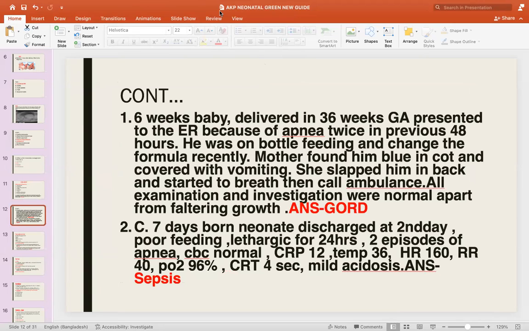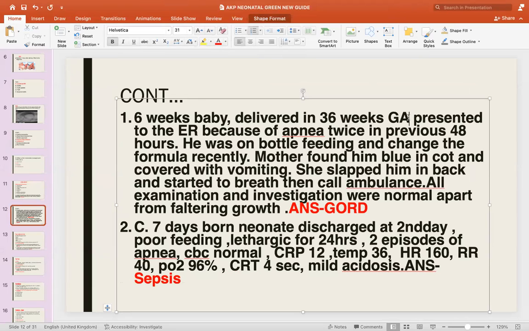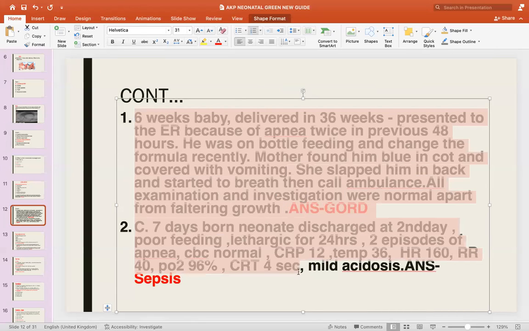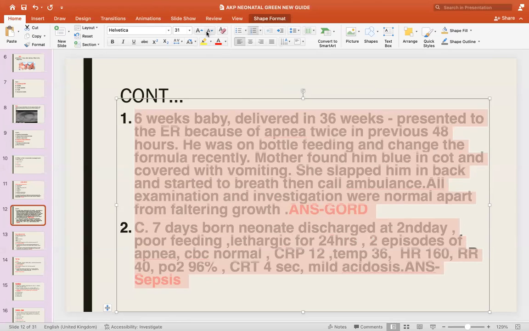Now the second question was a 6-week-old baby who was delivered at 36 weeks. With 36 weeks, that is the gestational age, no need to worry about it. Presented in the ER because of apnea twice in the previous 48 hours. See, this is now also 6 weeks and there is twice apnea.